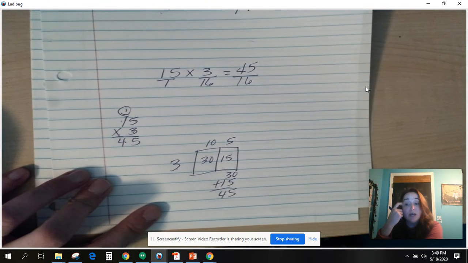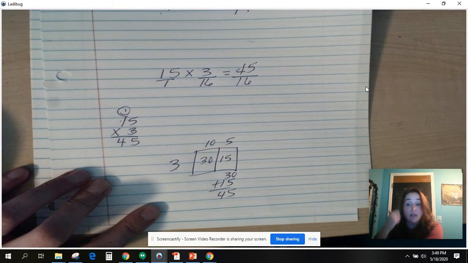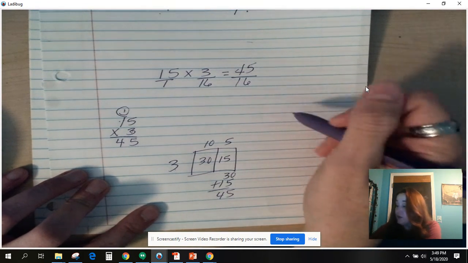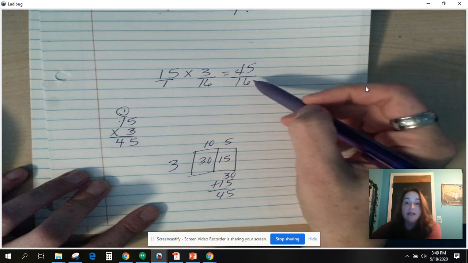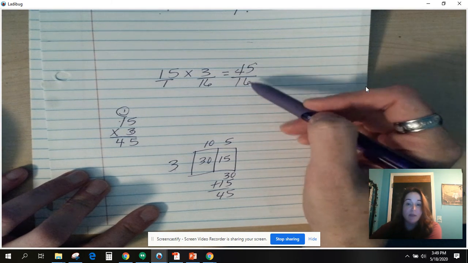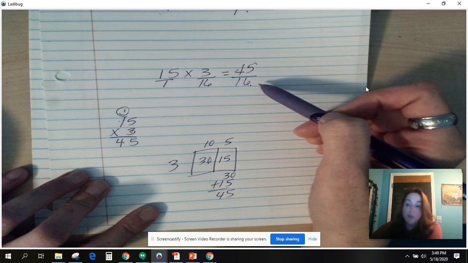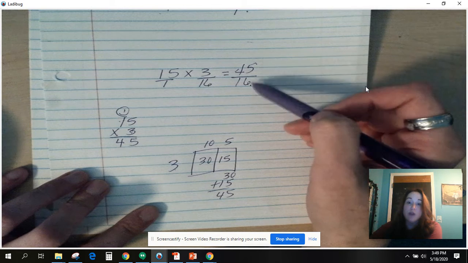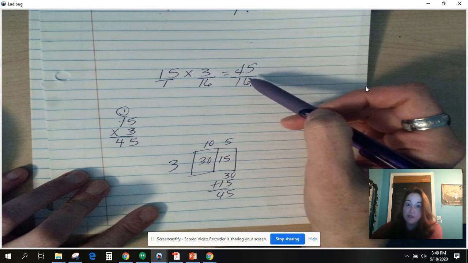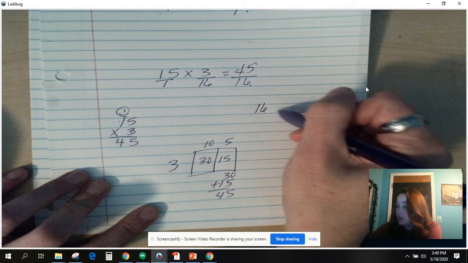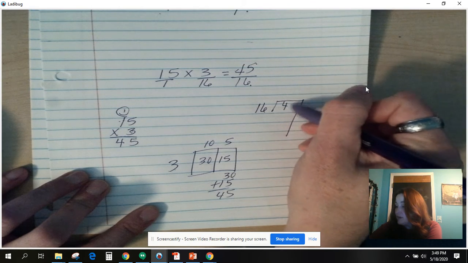Now, those pizzas are cut into 16ths, so that is our denominator, our unit fraction. We've got to figure out how many wholes are hidden here, because you see the top number is bigger than the bottom number. That means this is what kind of fraction? That's right, it's an improper fraction. So we need to figure out how many times 16 will go into 45.